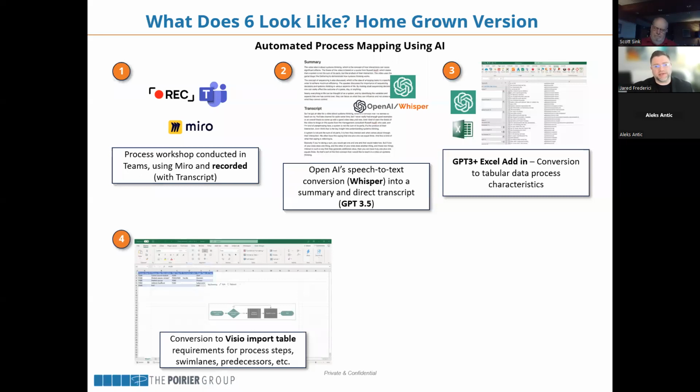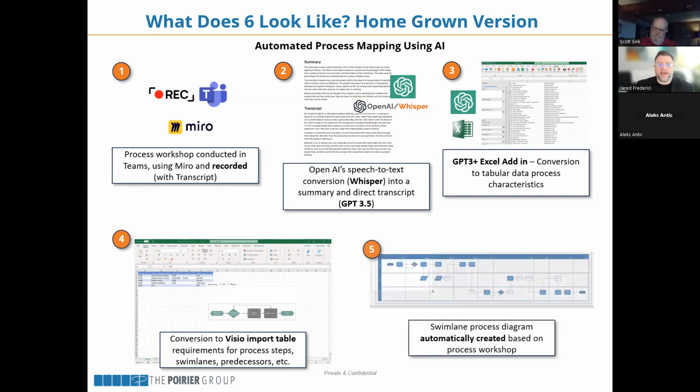Then what you can do is actually import that into Visio. Visio has import characteristics files that you can import to automatically create a process map as a result of those process characteristics. There's certain nomenclatures to use. And so basically what I'm saying is you can have a workshop around processes and have a swim lane diagram come out in a matter of seconds based on that transcript.